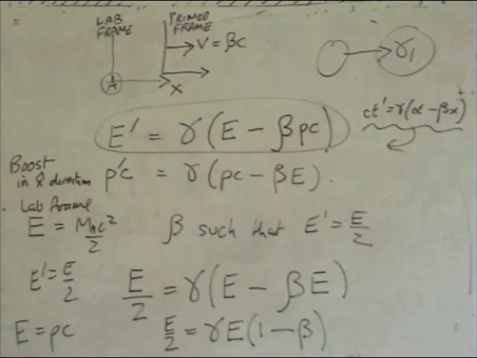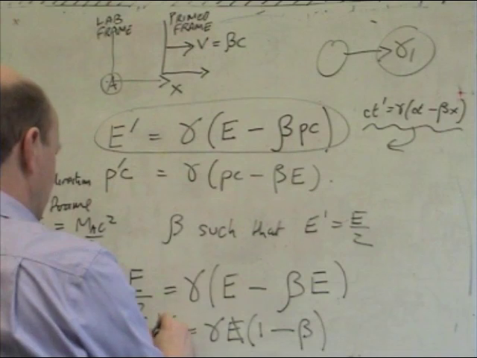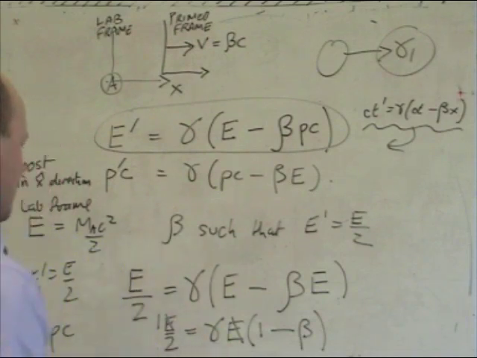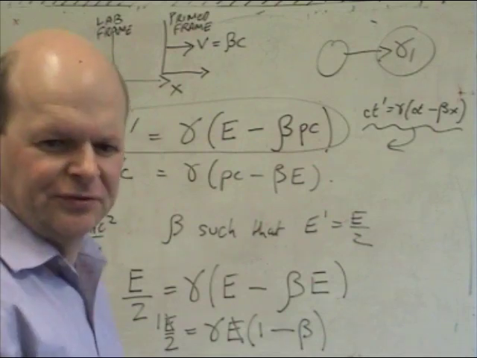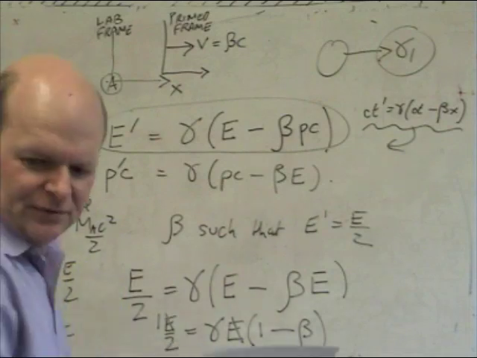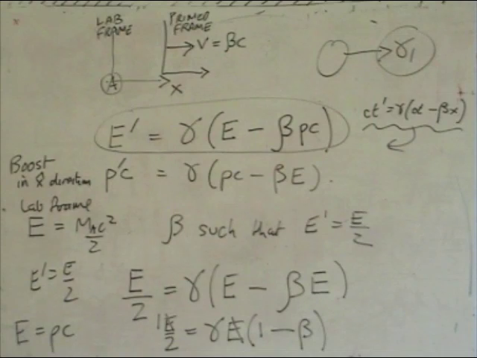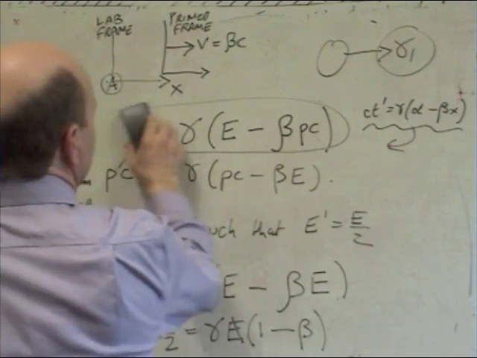Okay, so that equation is interesting because the E's cancel. So you end up with an equation for gamma and beta, and that equation should allow you to solve for beta. So let's see how that works. So let's erase everything except that equation that we derived. 1/2 equals gamma times 1 minus beta.